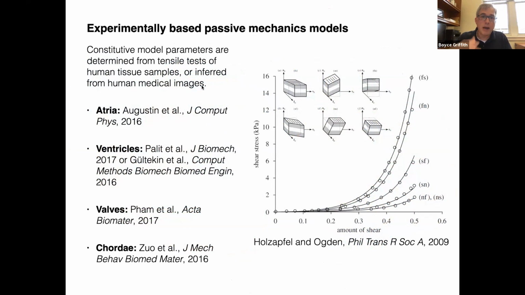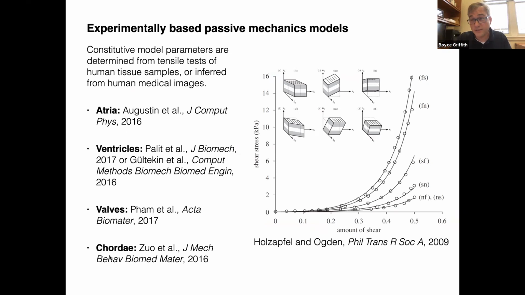We're using biomechanical models for all of the structures of the heart that come either from tensile tests from human tissue specimens or that have been inferred from medical images. So in the simulations I'm going to show you, the ventricular mechanical properties are inferred from imaging data. The rest are from tensile test experiments.